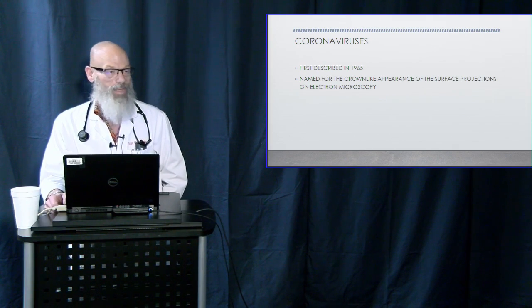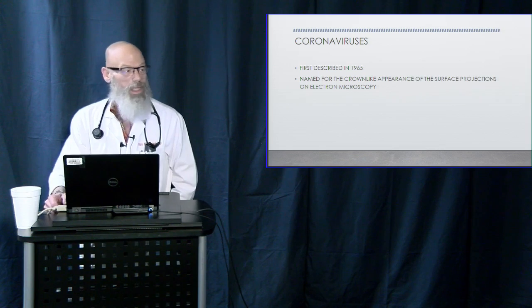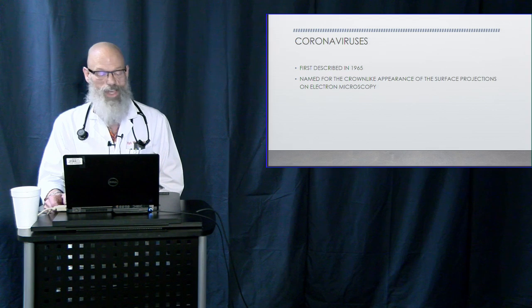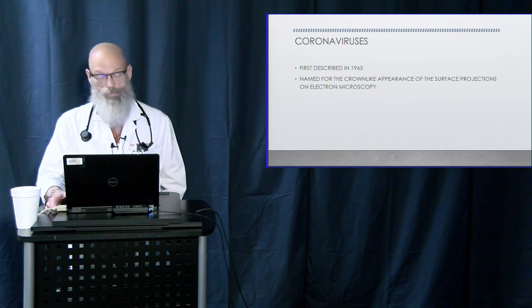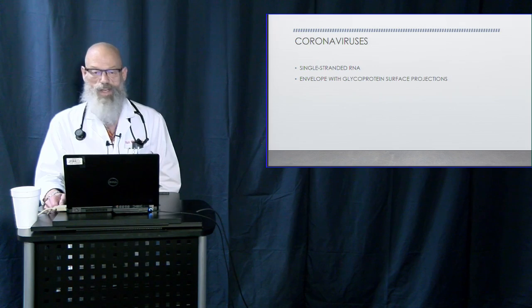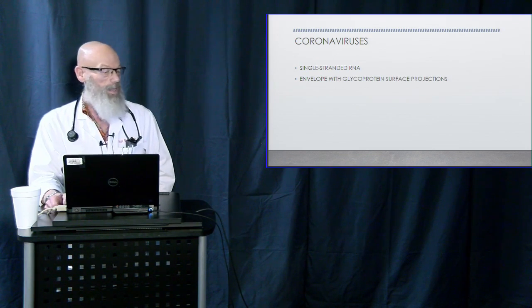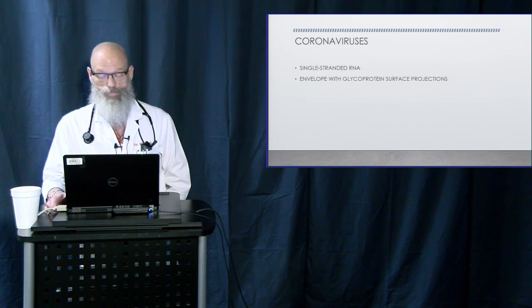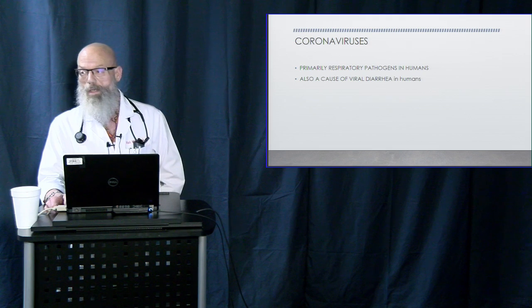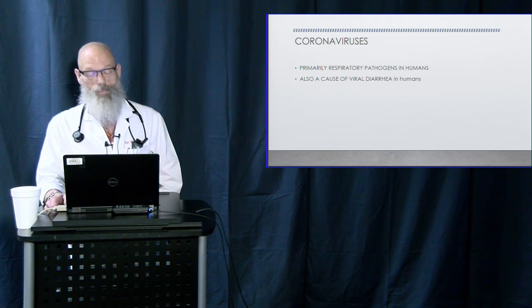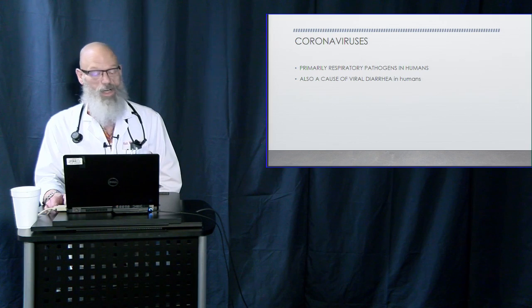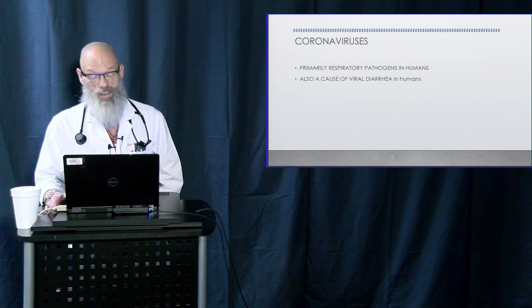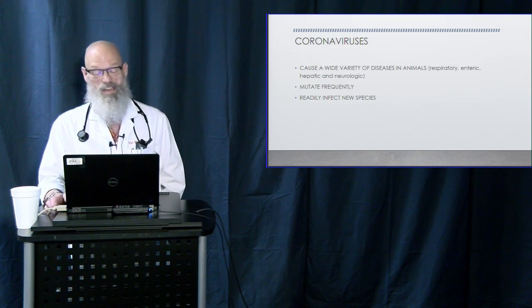Coronaviruses were first described in 1965. They were named because of the crown-like appearance, the corona, of the surface projections that are seen on electron microscopy. They're single-stranded RNA viruses. They have an envelope with the glycoprotein surface projections that we've already made reference to. They're primarily respiratory pathogens in humans. Interestingly, they're also a cause of viral diarrhea as well. Lisa, I know I did not give you these slides with these typos in here.